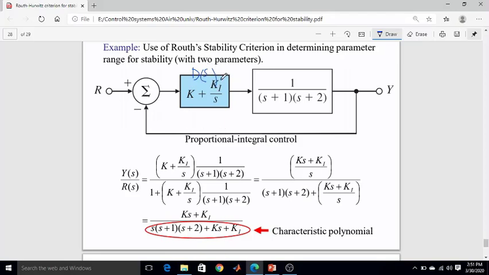So we say D(s) G(s), this is D(s), this is G(s), and this is 1 plus D(s) G(s). We will take this characteristic equation, which if we solve it, this is the characteristic equation now, what the values for k and ki should be selected so that the system is stable.